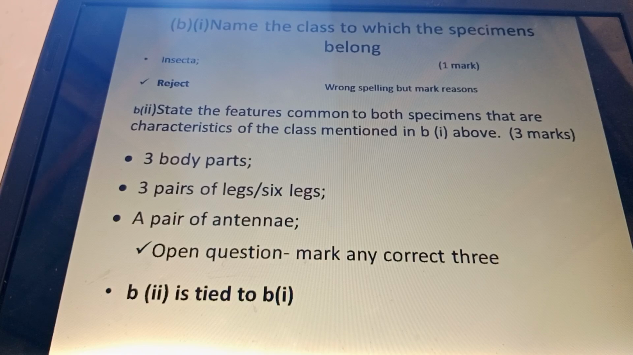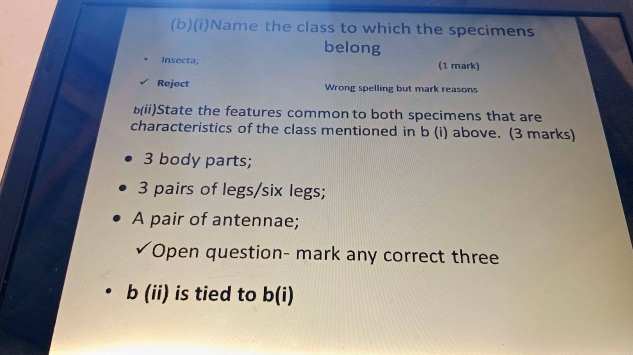Name the class to which the specimens belong. Insecta. Reject wrong spelling, but mark reasons. Insecta. So you cannot say insect.